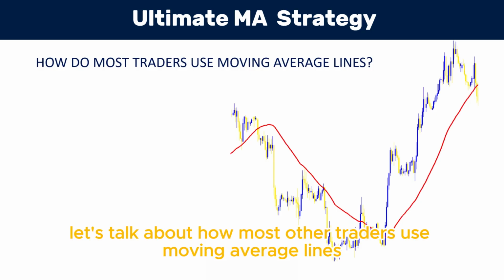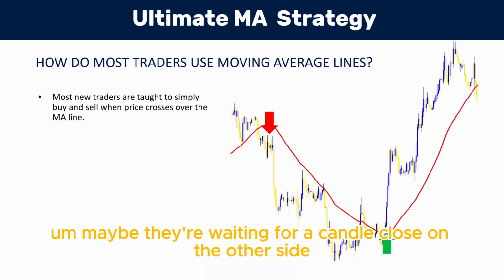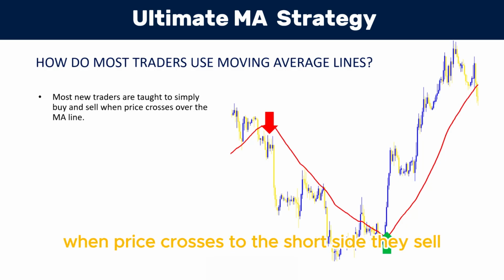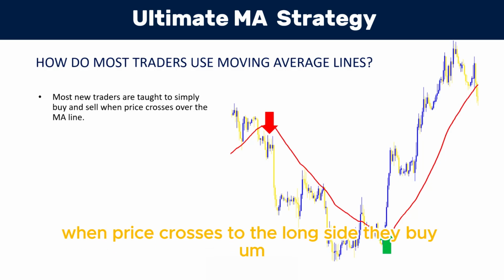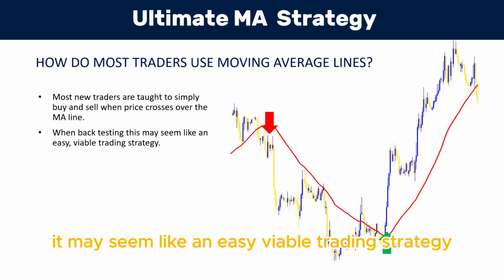First, let's talk about how most other traders use moving average lines. Most new traders are taught to simply buy and sell when price crosses over the moving average line. Maybe they're waiting for a candle close on the other side, some sort of trigger, but usually it's pretty self-explanatory. When price crosses to the short side, they sell. When price crosses to the long side, they buy. Pretty straightforward.